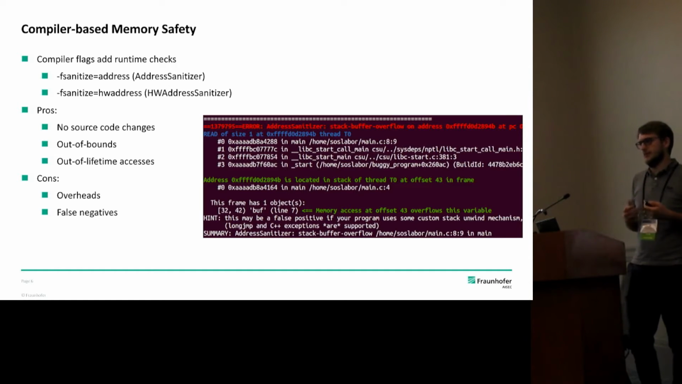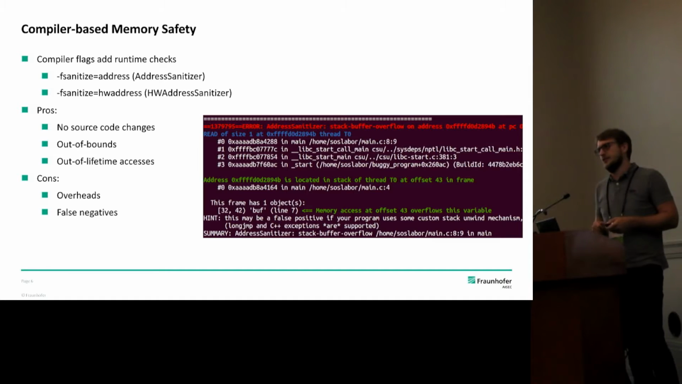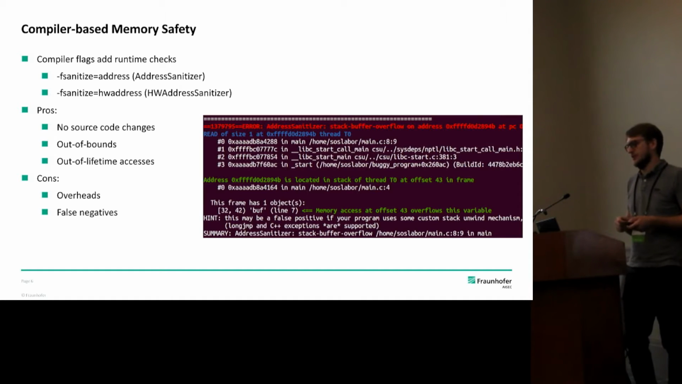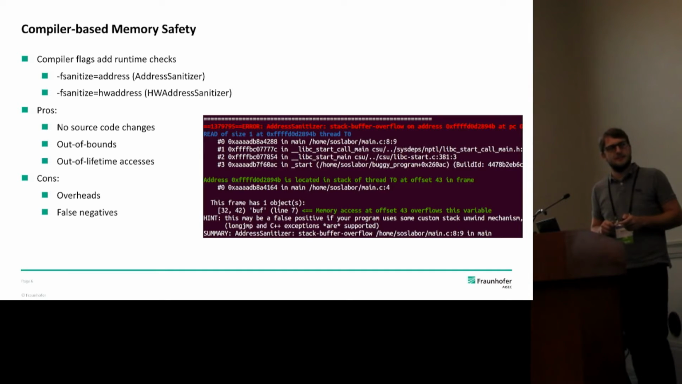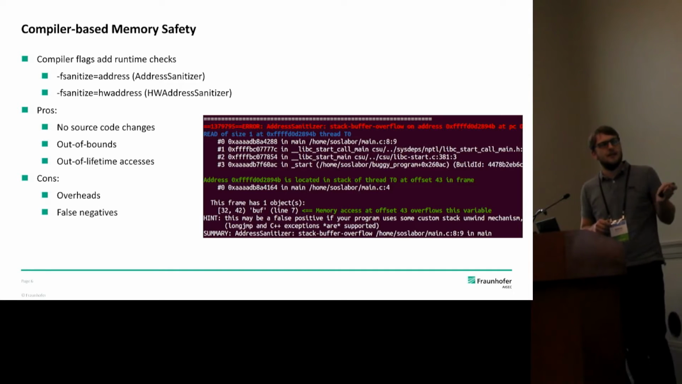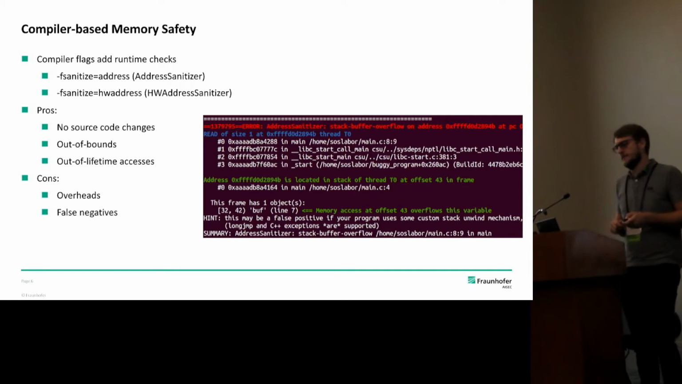Now there are some advantages. You don't need any changes to your source code, so you can do this automated, and your CI/CD pipeline will just tell you if there were any errors, for example. It can detect most of the common C and C++ memory errors, for example, out-of-bounds accesses and out-of-lifetime accesses.